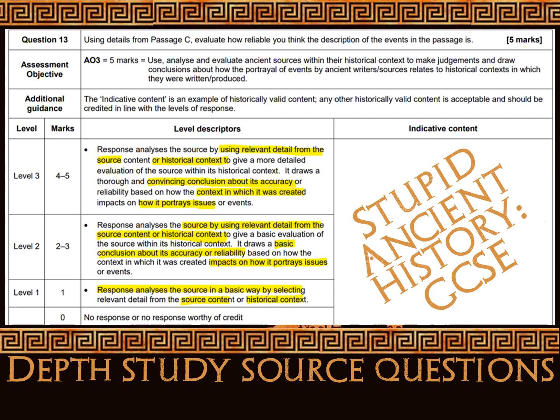The other thing that it talks about is a convincing conclusion. Now, you don't necessarily need to write a conclusion in this, and when we look at some of the answers from OCR, we'll see that. It's more about making a judgment, and you can do that in your very first sentence, and then develop it with examples. Something like, using passage C, we can see that the account is largely reliable. It talks about the events, blah, blah, blah, blah, blah. However, it's a clear hatchet job, or vice versa. So it's all about thinking about that first sentence and what you're going to write.